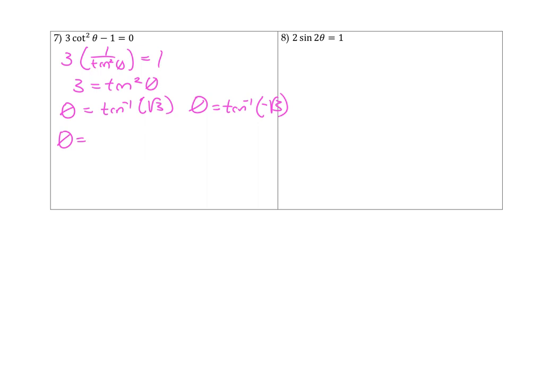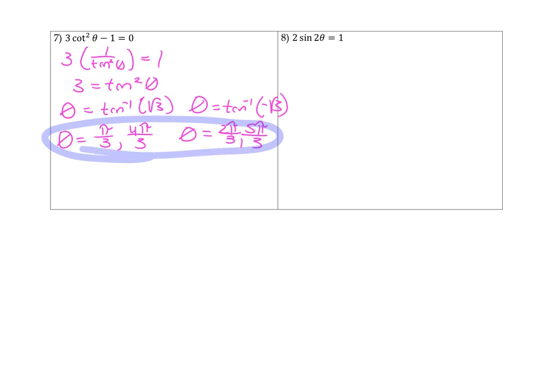So when tan is positive root 3, I've got pi over 3, which is in quadrant 1, and 4 pi over 3, which is in quadrant 3. And when tan is negative, I'm in quadrants 2 and 4, so negative root 3 would be at 2 pi over 3 and at 5 pi over 3.